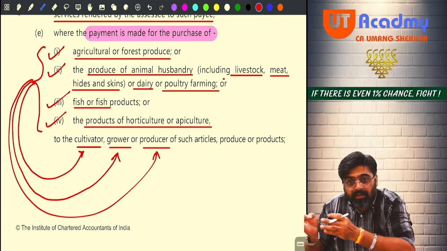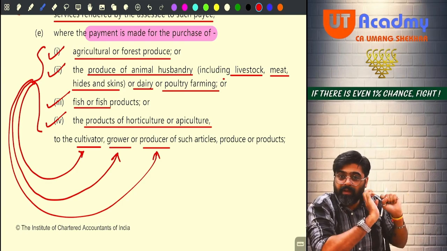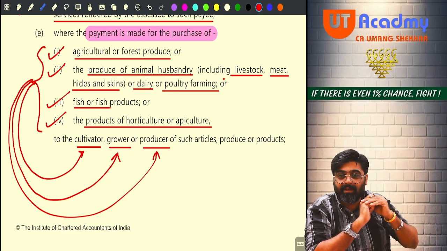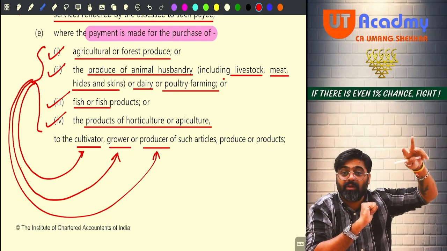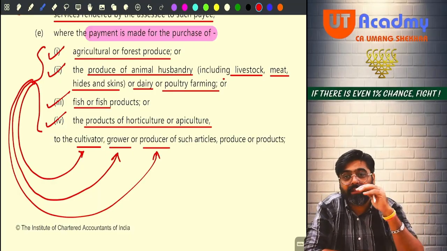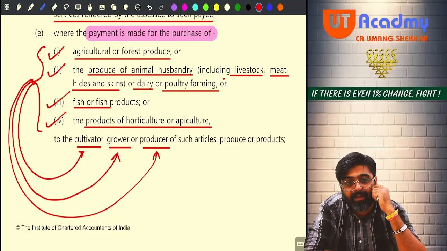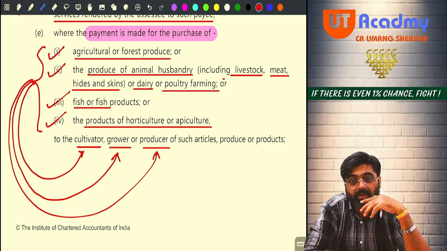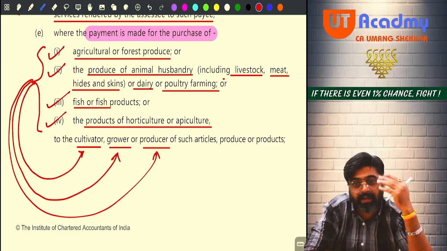So to manufacture this, you would require to buy wheat, no? Wheat is grown by a cultivator, and from that cultivator, 2 lakh worth of wheat you are buying, and you are making the payment to that cultivator in cash. Now you will say, sir, business expense amount is more than 10,000, 2 lakhs, paid in cash.